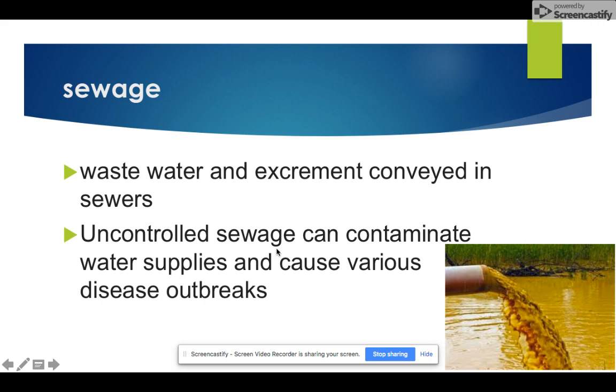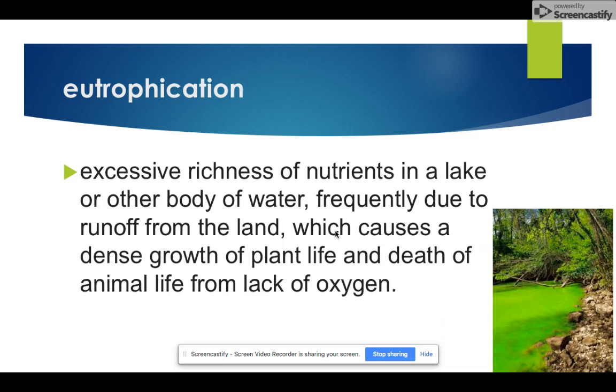That's why uncontrolled sewage can contaminate water supplies. That's like when the hurricane came and flooded some people's water supplies. They were worried about sewage getting into the water sources.